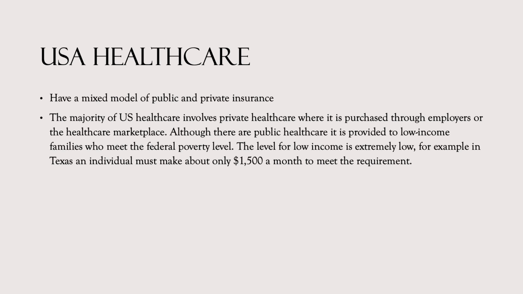Okay, now looking at US healthcare, we have a mixed model of public and private health insurance. The majority of US healthcare is private, purchased through employers or through the healthcare market. Even though we do have low-income medical insurance like Medicaid and Medicare, the poverty level and requirement to be eligible for these programs is very low. For example, a Texan individual has to make only about $1,500 a month to meet the requirement, which is extremely low because $1,500 is now like the minimum payment for rent.